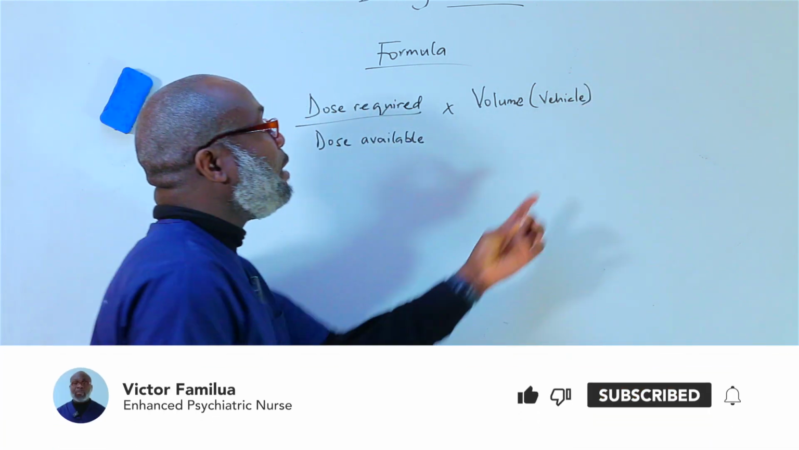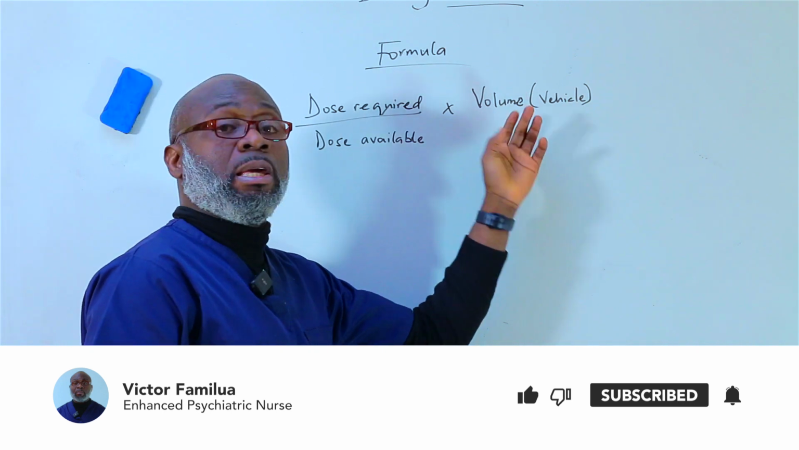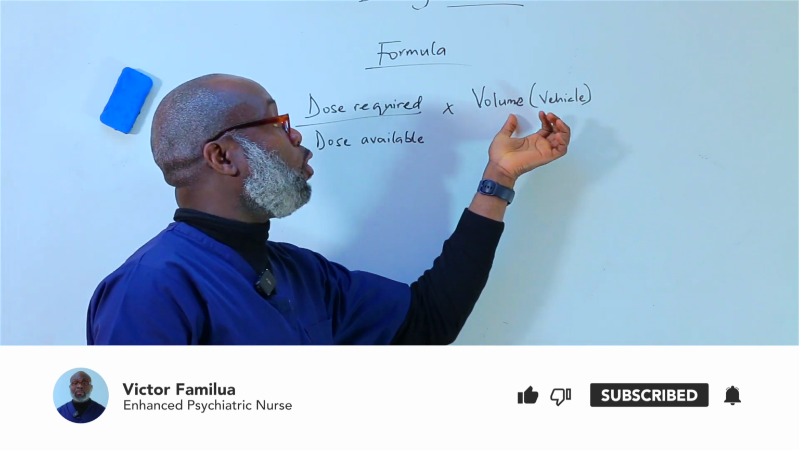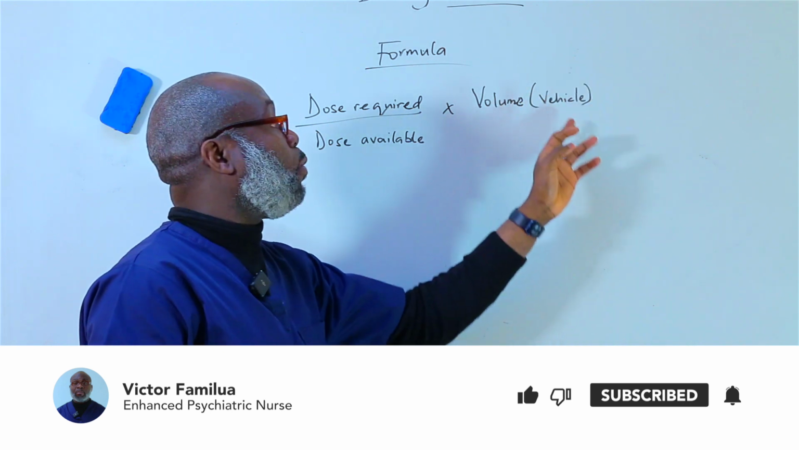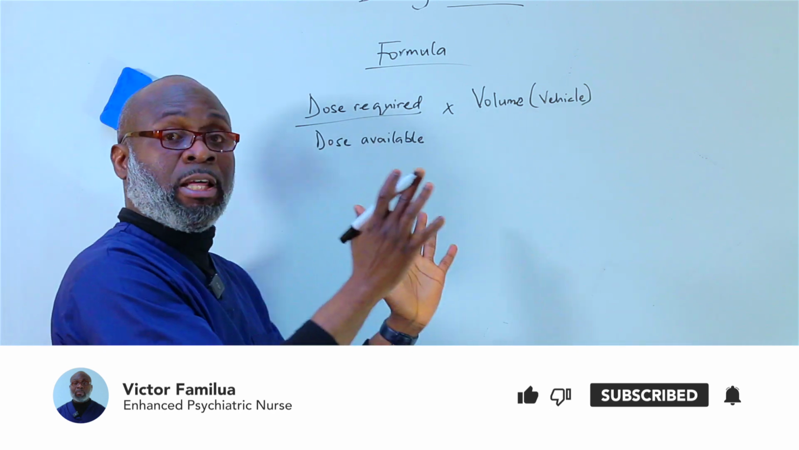It's almost the same thing. The vehicle can be the number of tablets, and the volume can be the volume of the liquid, while the vehicle might be in tablets or in liquids as well. So that is the formula.